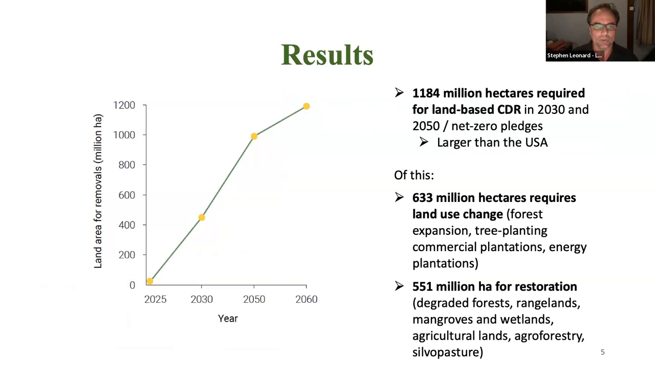And again, just more on the results. In total, essentially 1.2 billion hectares, and this is larger than the entire USA. So this is what it all adds up to in terms of what countries are saying is going to be needed for removals. So maybe we can just move on to the next one.